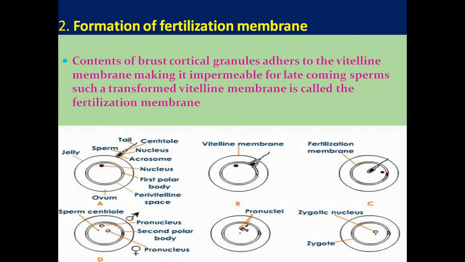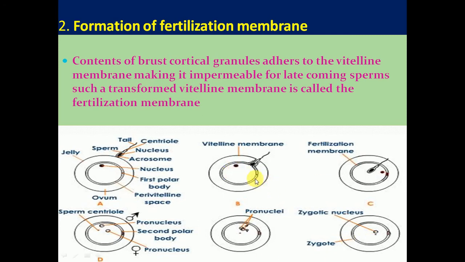Why is it becoming impermeable? Due to that impermeability, it prevents the entry of the next sperm inside the ovum, because one sperm has already entered. So once one sperm enters the ovum, the vitelline membrane converts into the fertilization membrane, making it impermeable to late-coming sperm. Such a transformed vitelline membrane is called the fertilization membrane. So the vitelline membrane is transformed into the fertilization membrane after the entry of the sperm.